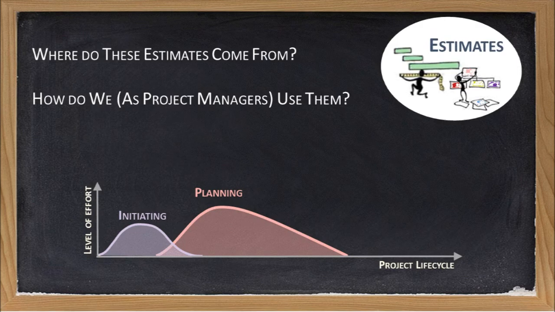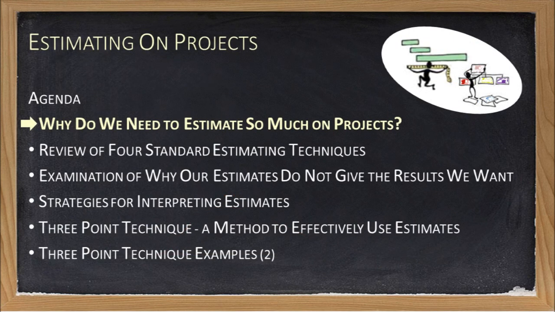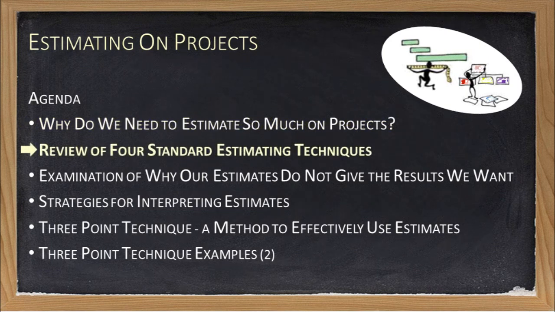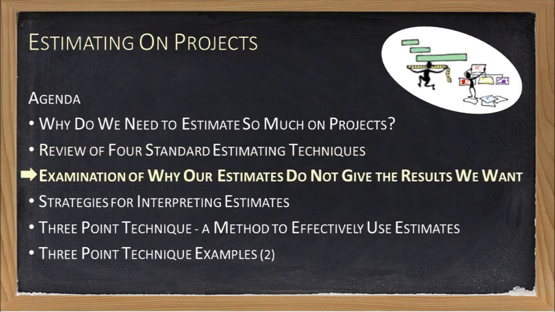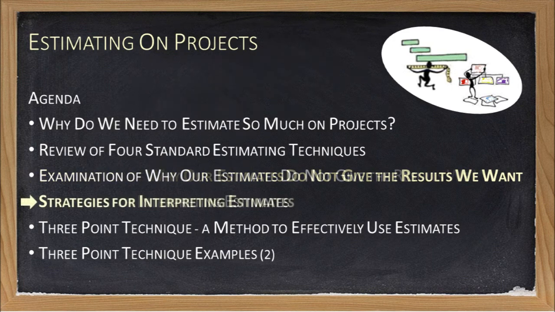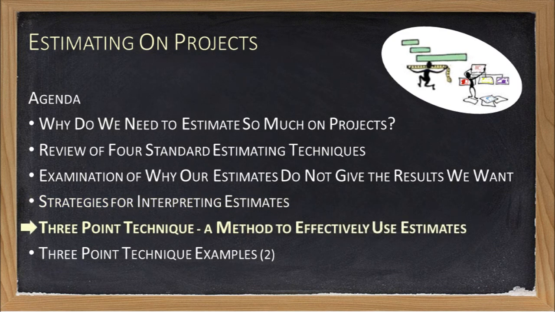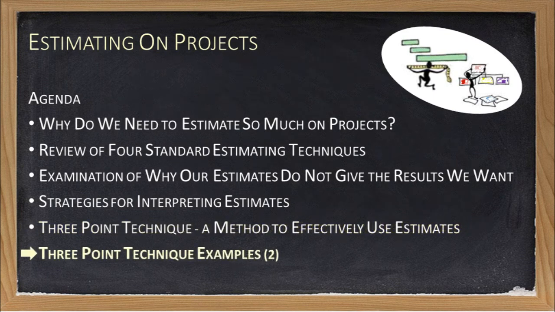With these questions in mind, let's now look at the agenda for the video. The first topic that I will cover is why do we need to do estimates at all on projects? The next topic I will take a look at is 4 standard estimating techniques that you're likely to encounter within your studies. I'll then look at why our estimates do not always give us the results that we want. And of course, provide some strategies for how best to interpret estimates. I will then look at a very interesting statistical estimating technique called the 3-point technique. And finally, I'll conclude the video by providing 2 examples of how this 3-point estimating technique can be used within project management.